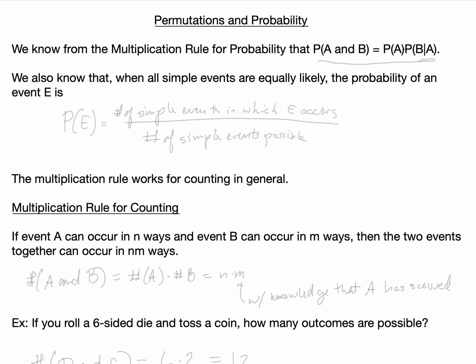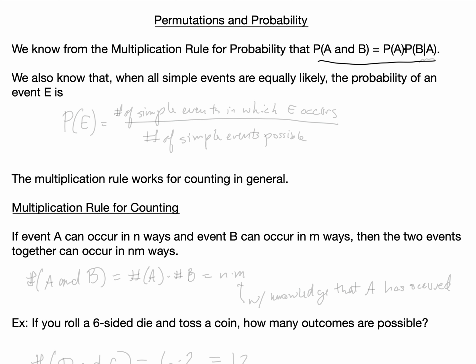In this video, we're going to talk about permutations and probability. We know that from the multiplication rule for probability, the probability that A occurs and B occurs is equal to the probability that A occurs times the probability that B occurs, given the knowledge that A has already occurred.